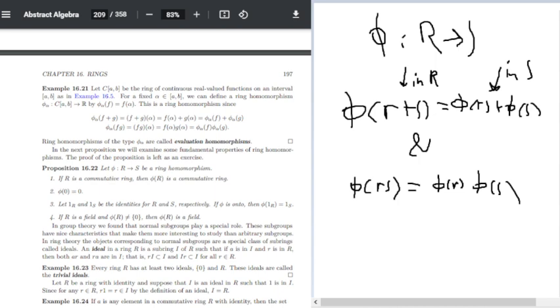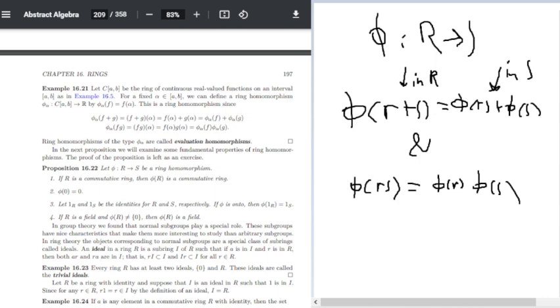So let C[a,b] be the ring of continuous real-valued functions on an interval [a,b], as in example 16.5. For a fixed α in [a,b], we can define a ring homomorphism φ_α from C[a,b] to R by φ_α(f) is equal to f(α). So we basically evaluate our function to get a real number. This is a ring homomorphism: φ_α(f + g) equals (f + g)(α) equals f(α) + g(α), and then we have the respective multiplication rule as well.